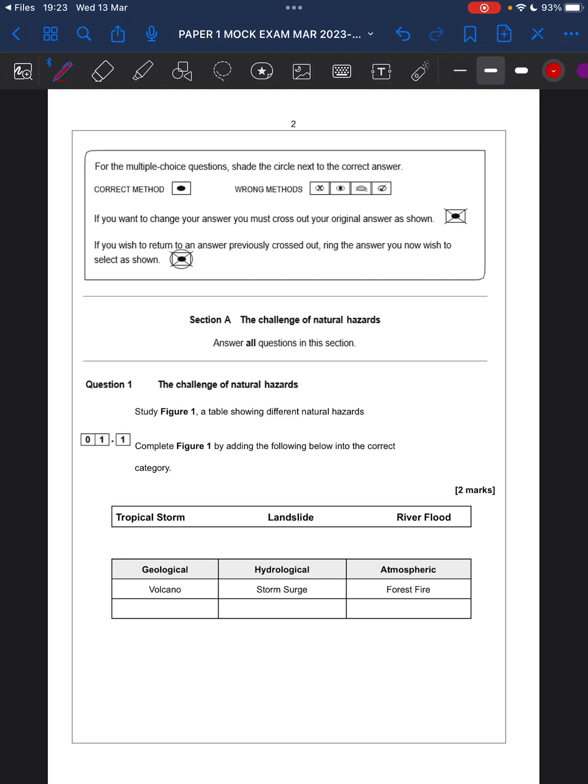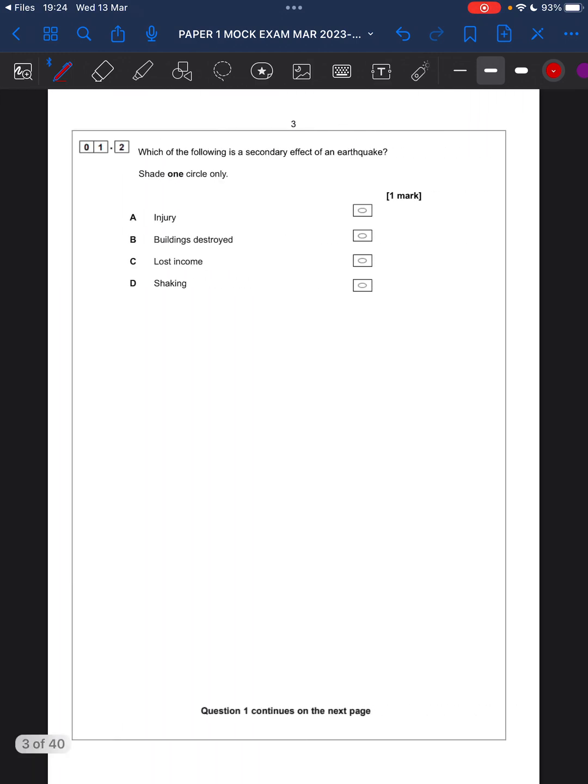So here we go. First question, complete figure 1 by adding the information to the table below. We can see here tropical storm, landslide and river flood, geological, hydrological and atmospheric. That one is really simple. You just read it and place the words into the correct spaces. I'm not going to go through this because a bit of revision should help you out here, but pretty straightforward. Have a little look.